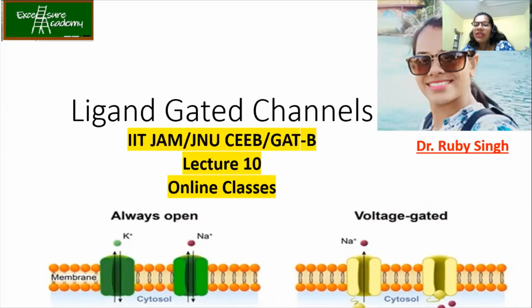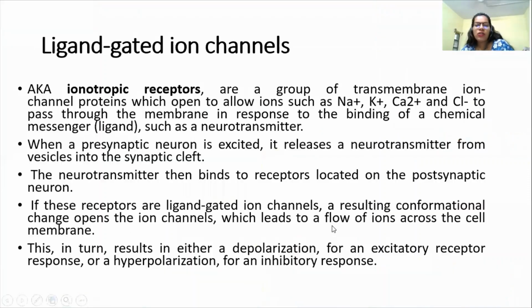In this series, we are going to talk about the rest of the facilitated diffusion, which is carried out with the help of ligands. Today we are going to talk about ligand-gated ion channels. So what are ligand-gated ion channels? They are also called ionotropic receptors.